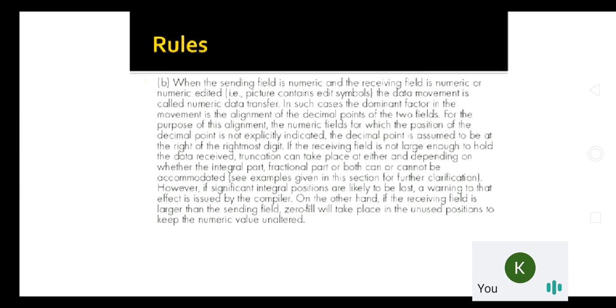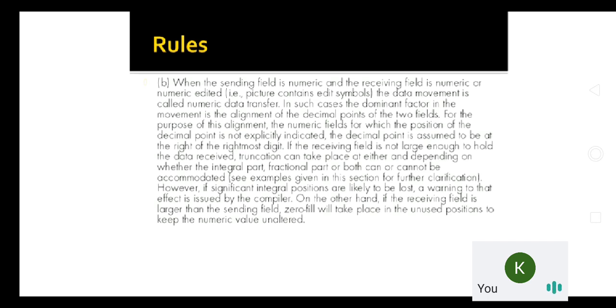So that's what they are describing over here. If the receiving field is not large enough to hold the data received, then truncation can take place at either end, depending on the integral part or fractional part. So that's one of the important problems. There will be some truncation over there.